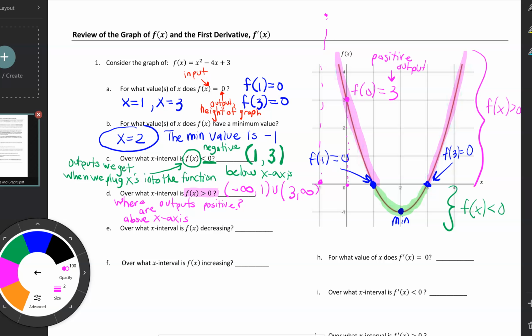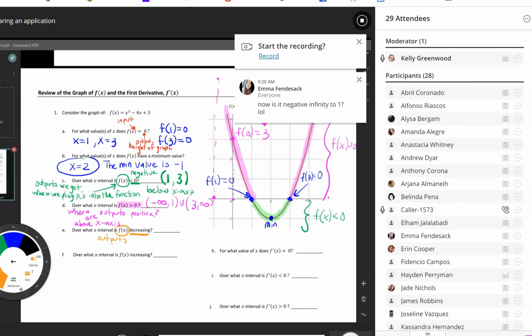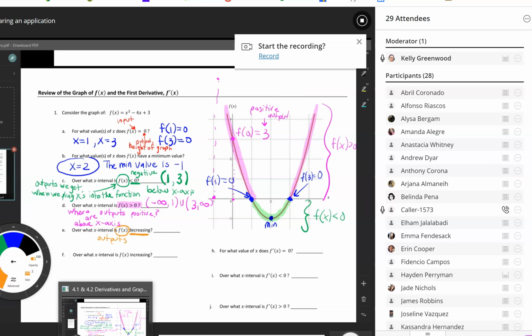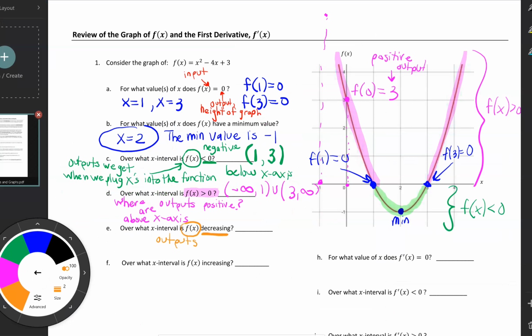Okay, now here's some more terms from algebra. Remember, we haven't done any calculus yet. Let's look at this term right here. Over what x intervals is f of x decreasing? Remember, f of x is an output. Where are the outputs decreasing? I'll give you a second just to jot down where you think, and then we'll talk about it. Okay, yeah. So decreasing means if your outputs are decreasing, that means the y values are going down, right?